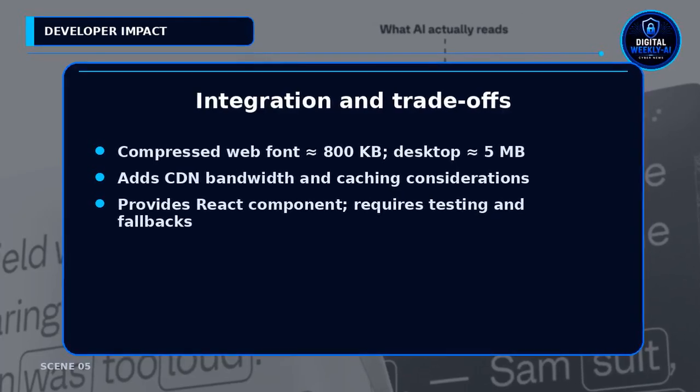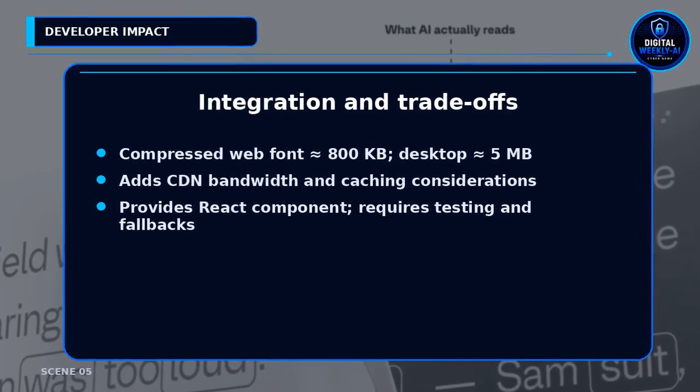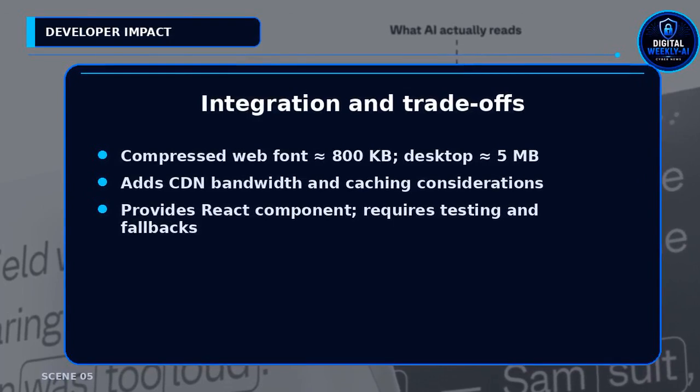For platform and front-end engineers, ShieldFont has concrete trade-offs. The compressed web font with GSUB is about 800 kilobytes. Desktop fonts are about 5 megabytes. That increases CDN bandwidth and cache needs. A React component and encoder are provided. Plan testing, fallbacks, and performance monitoring.